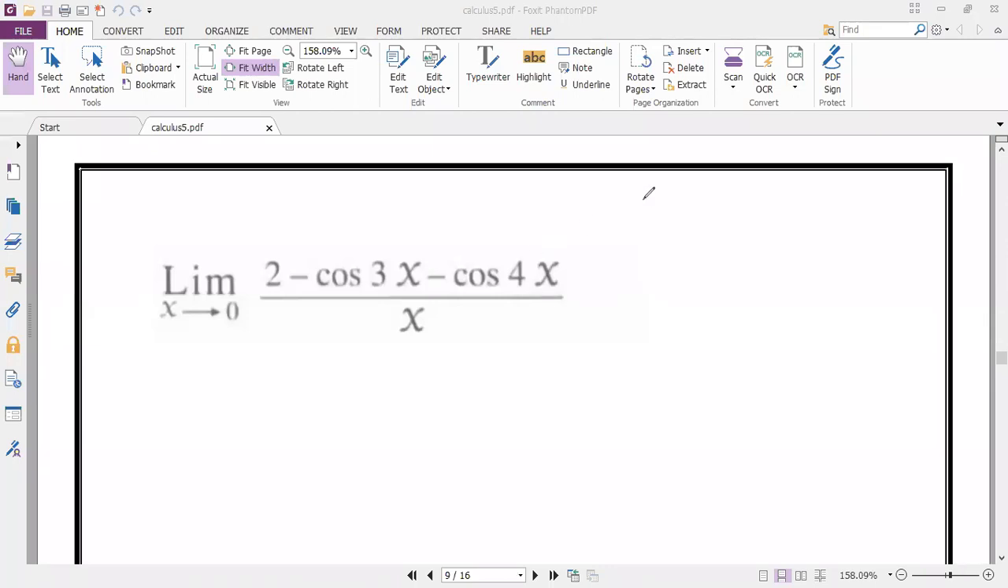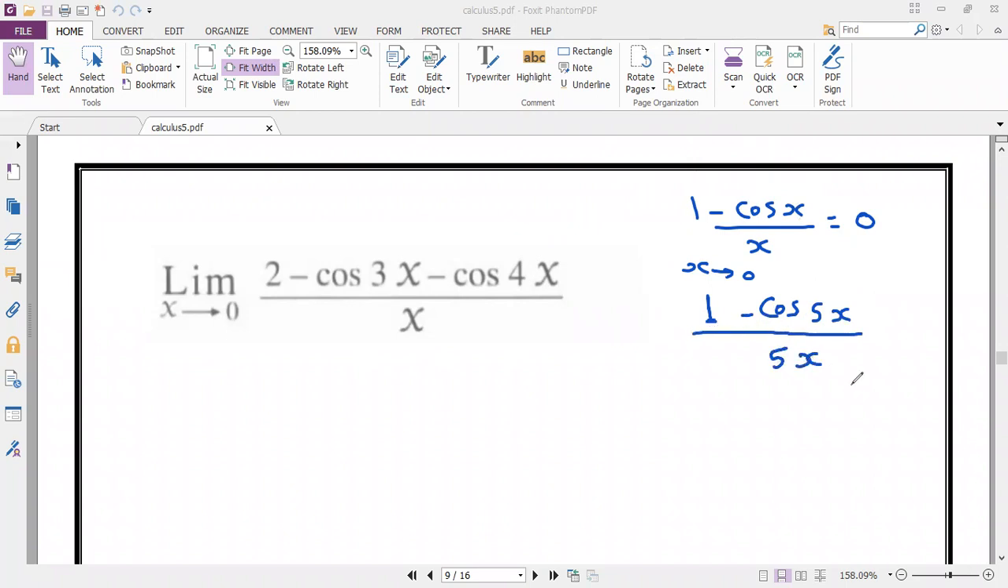Before you tackle this example, you know that the limit of 1 minus cosine x over x when x tends to 0 equals 0. And also if I changed the angle to 1 minus cosine 5x, the angle down must be 5x. That will be equal to 0 because I have the same angle. Here 5x and here 5x. They are the same.